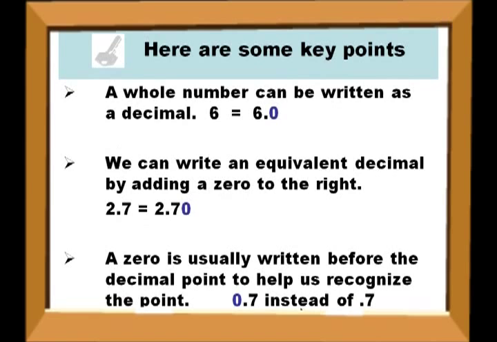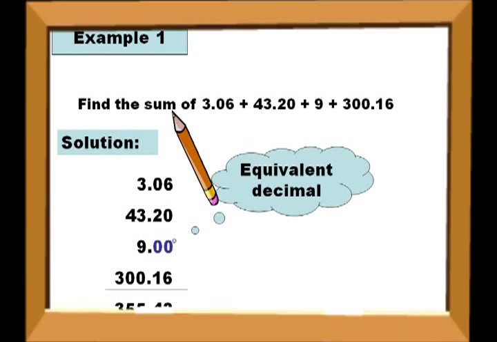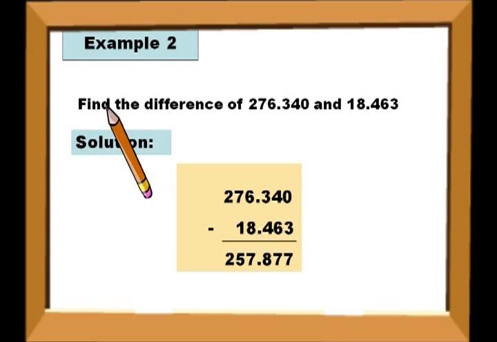How to add or subtract decimals? Step 1. Line up the decimal point. Write an equivalent decimal if necessary. Step 2. Add or subtract. Place the decimal point in the answer. Example 1. Find the sum of 3.06 plus 43.20 plus 9 plus 300.16. Solution. 3.06 plus 43.20 plus 9.00 plus 300.16 equals 355.42.